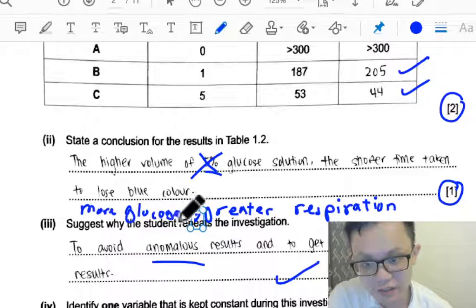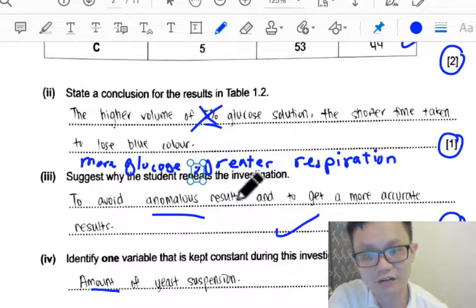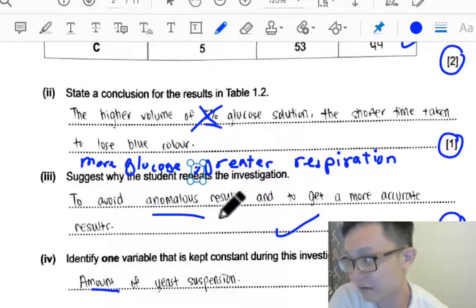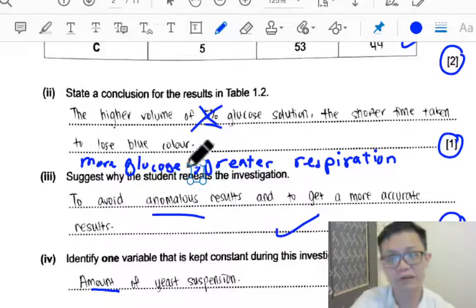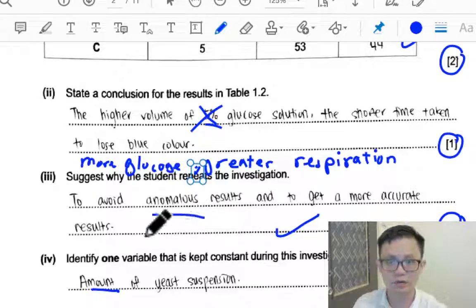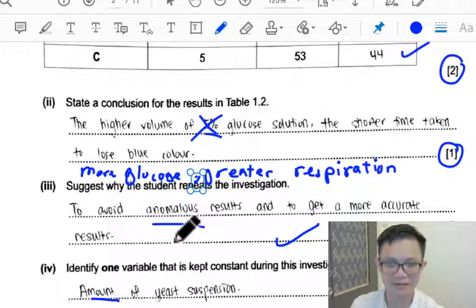Suggest why the student repeats the investigation. Very good. To avoid anomalous results, or to spot anomalous results, as long as you have this word you will get the point. Anomalous result means a weird result, suddenly becoming 100 or 1000 or 9 million. Okay, so you put correct.